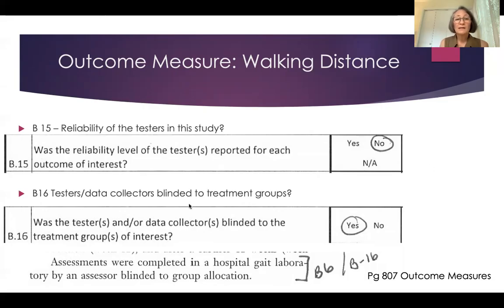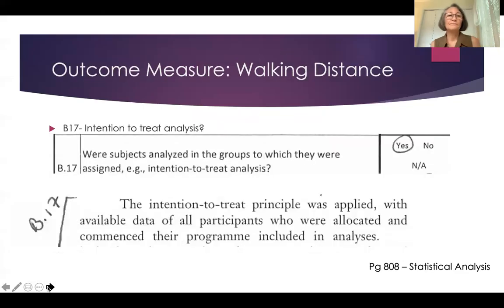Were the testers and data collectors blinded to the treatment groups? We can answer yes to that. And they describe on page 807 that the assessments were completed in a hospital gait lab by an assessor blinded to group allocation. So for the rest of this, we're going to talk about the walking distance as the key outcome measure.